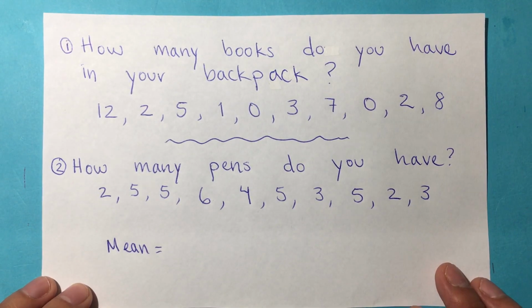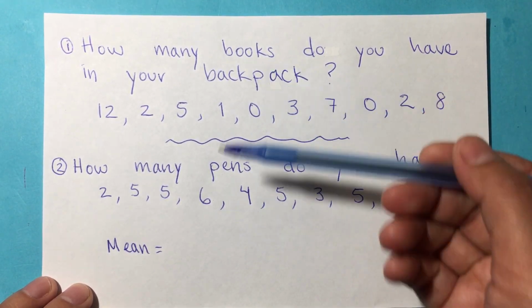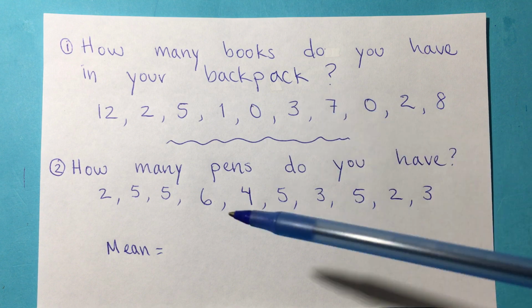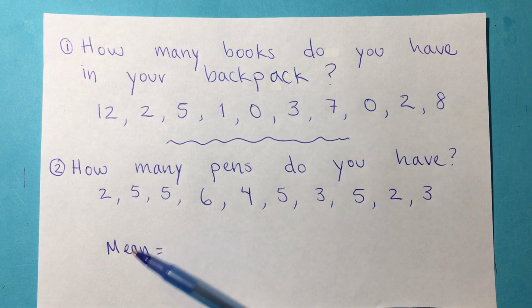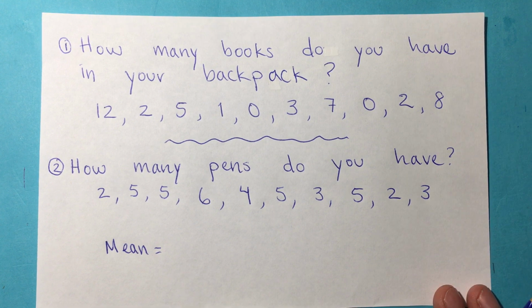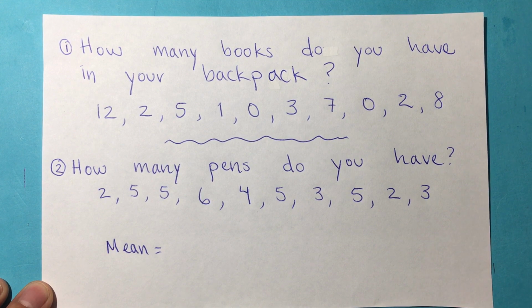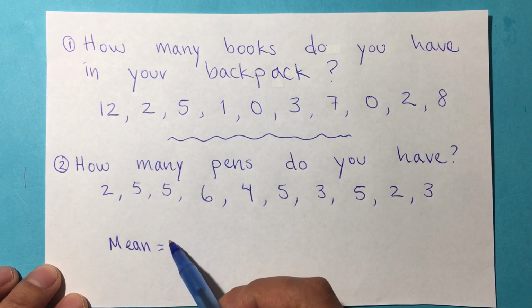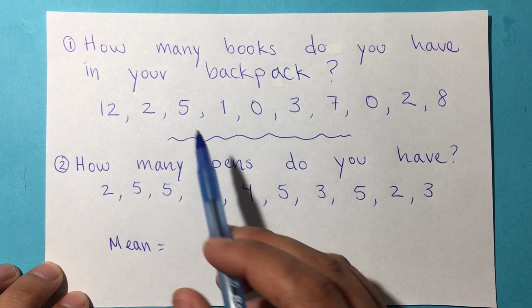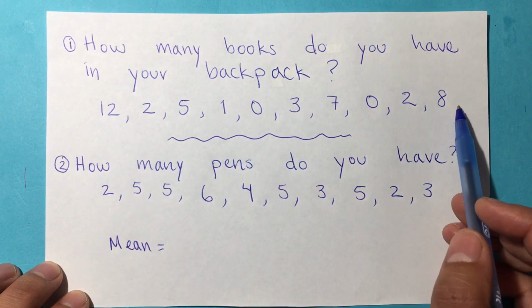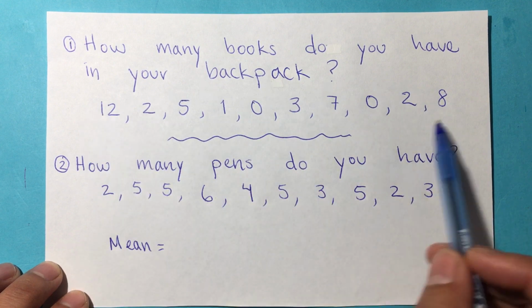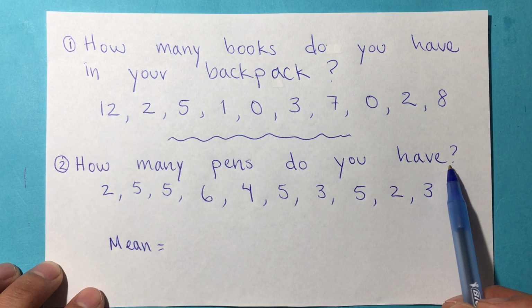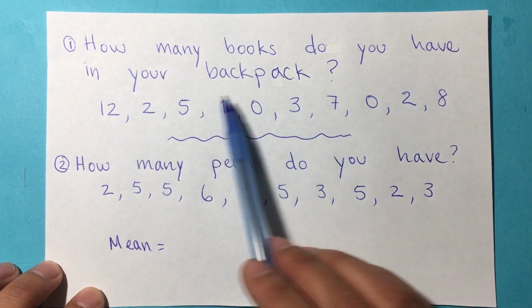Here we have two questions, and we chose possible answers at random, but we set it up so that you can compare this information in relation to the variance and the standard deviation. So now the first thing that we're going to do is apply what we learned in the previous lesson for the mean, the average. What you do is add all the items and then divide by the number of items in the data set. So, how many books do you have in your backpack?